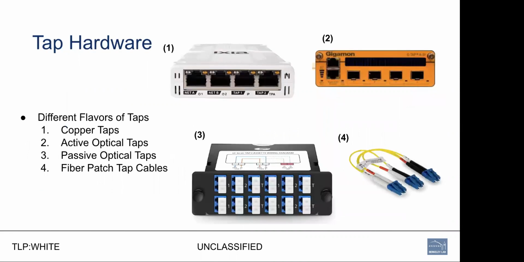So taps come in different flavors. There are copper taps, if you're tapping like Cat5e, Cat6a, there's optical taps. They've got active ones and passive ones. The active ones are good for signal regeneration if you're concerned about light budget, and I'll talk about light budget in a second here. And then there are also things called fiber patch tap cables, which basically have the same functionality as a passive optical tap module, just in the form factor of a cable. Not super useful for security purposes, maybe, but I hear they're pretty popular in high frequency trading.